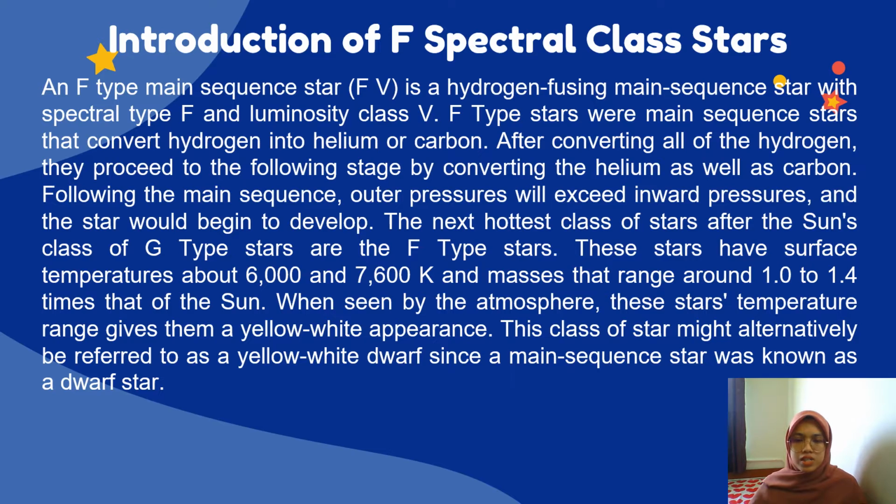The next hottest class of stars after the Sun's class of G-type stars are the F-type stars. These stars have surface temperatures between about 6,000 and 7,600 K and masses that range around 1.0 to 1.4 times that of the Sun. When seen through the atmosphere, the star's temperature range gives them a yellow-white appearance. This class of star might alternatively be referred to as a yellow-white dwarf, since a main sequence star was known as a dwarf star.